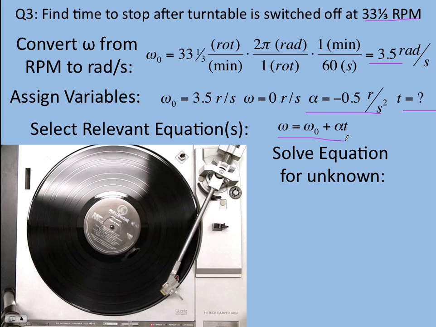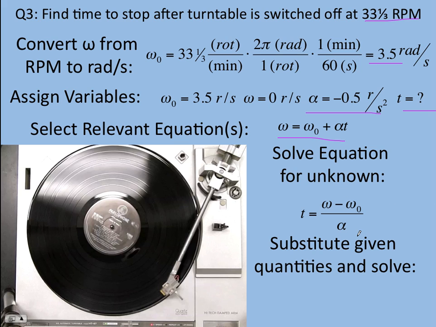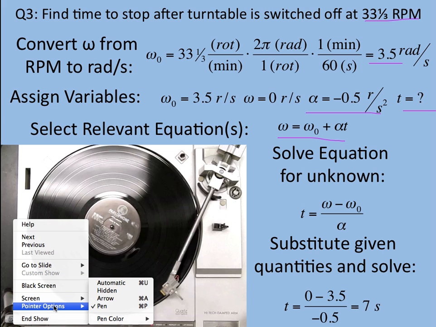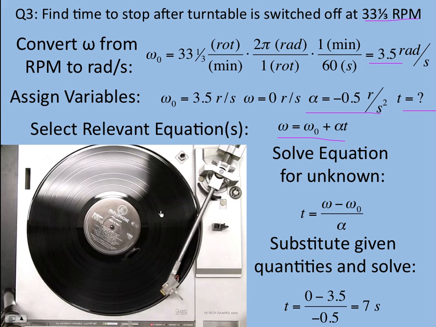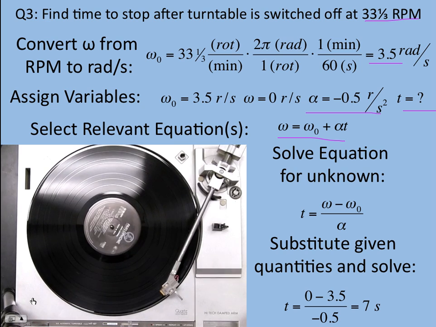Then solve it for the unknown. In this case, it's time. It's change in angular velocity over the angular acceleration, and substitute in the numbers. Now I'm ready for the numbers, and it comes out to about 7 seconds. Let's test that out. I have to go back to this. You're going to see my finger come in and turn it off. And I've started the stopwatch. Here we go.